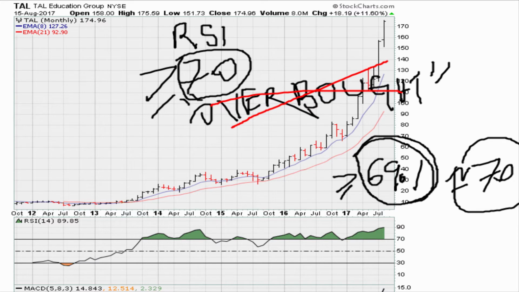Okay. So let's do an exercise here where we say that the stock is a buy when it moves above 69.1. You sell it when it moves back below 69.1 or 70. So here we move above 69.1, which is somewhere here. We stay and hold on until it moves back below 69.1, which is sometime here, almost 1 year later.